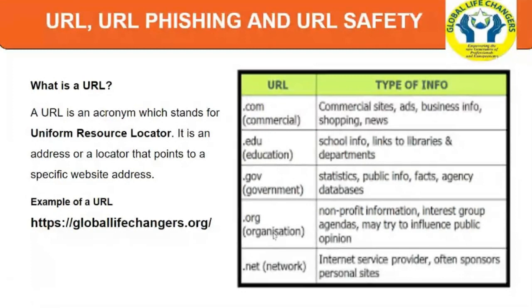Then we also have .org. Just take a look at the Global Life Changes domain. So .org is used by non-profit organizations and interest group agendas, and they may try to influence public opinion. Then we also have .net. That's for internet service providers, bloggers, and they often sponsor personal sites.